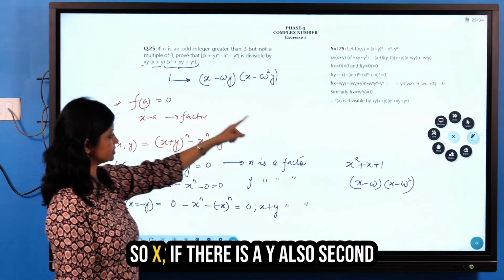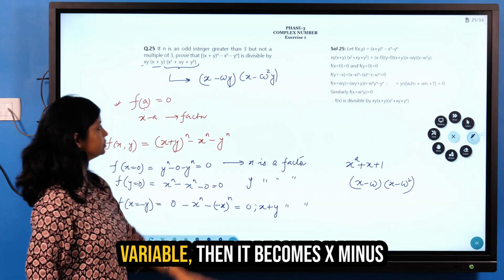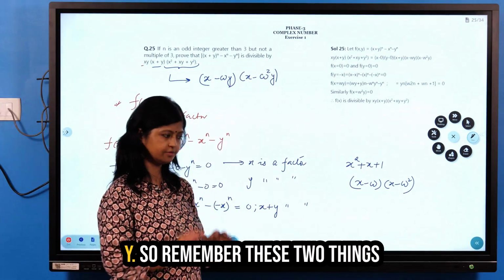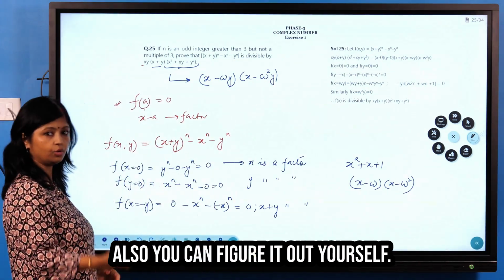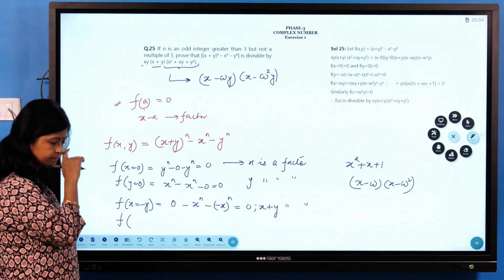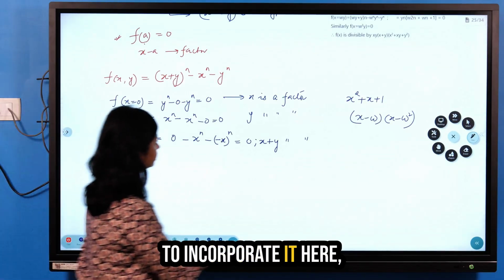So if there is a y also, a second variable, then it becomes x minus omega y and x minus omega square y. So remember these two things. Also, you can figure it out yourself. Now all of them, and then how we have to incorporate it here.